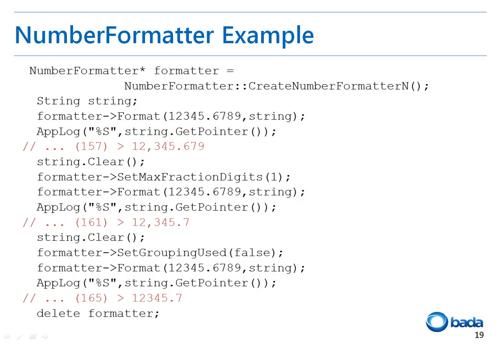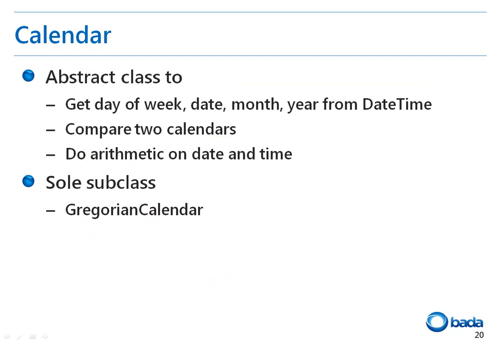Next, I'll introduce the calendar class. The calendar is basically an abstract class that provides functions to identify the day of the week, the day, the month, and the year of the specified date. In addition, the class provides a function to compare two calendars and arithmetic functions to add or subtract a date from another date. For example, you can calculate the date and time 40 hours from now. The class in which this calendar abstract class is implemented is the Gregorian calendar class.